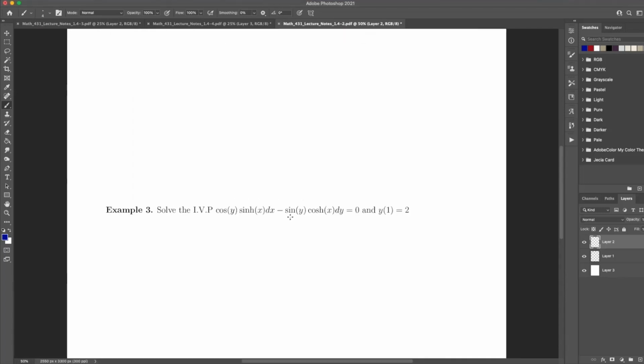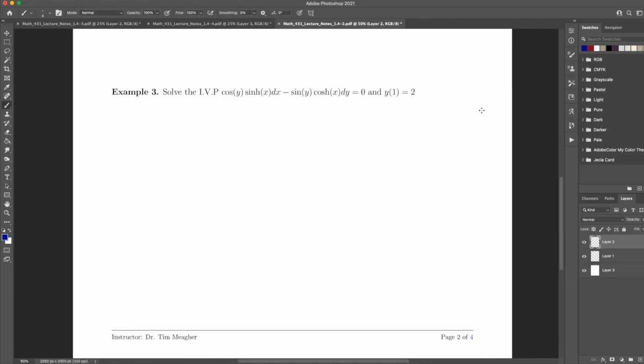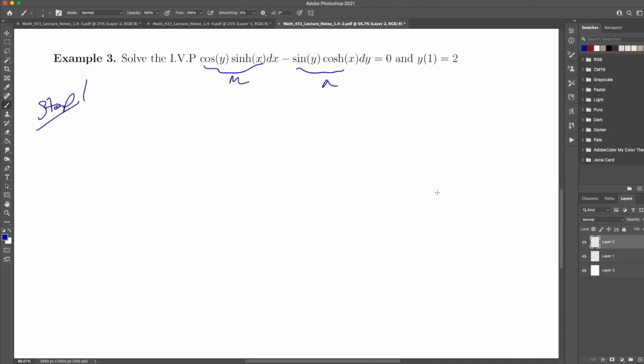So let's do problem 3. We have an initial value problem, and this involves hyperbolic sines and hyperbolic cosines. So here, we're going to let this be our M and this be our N. The first thing we want to do, just as a reminder, step 1, is to check for exactness.